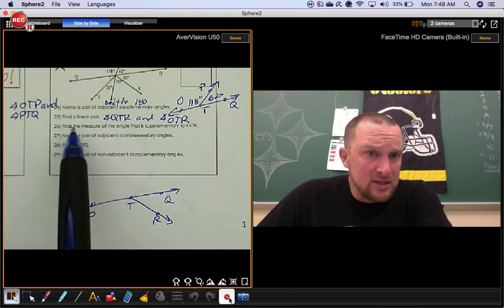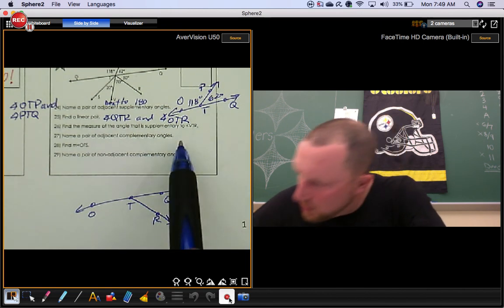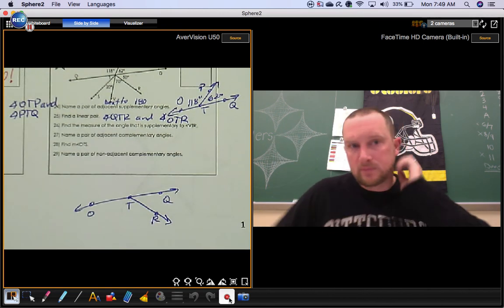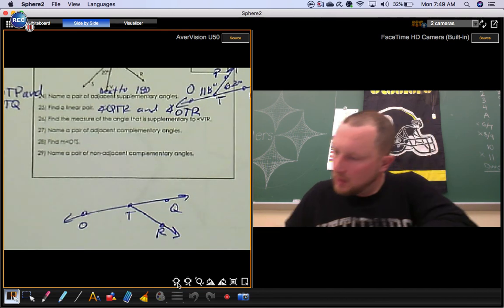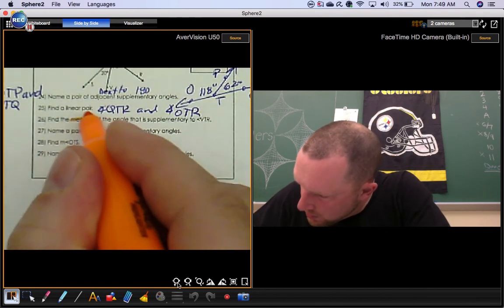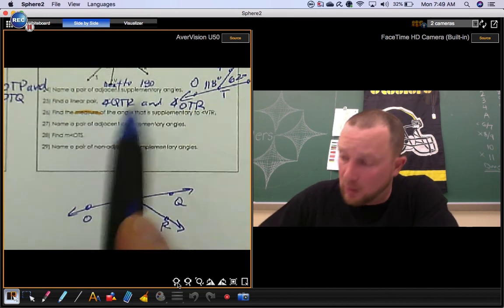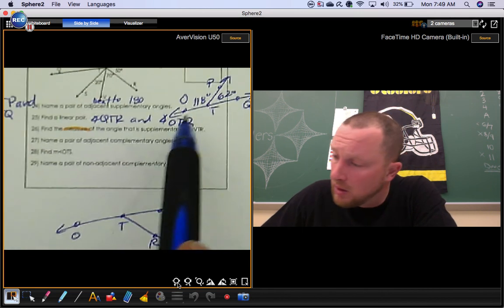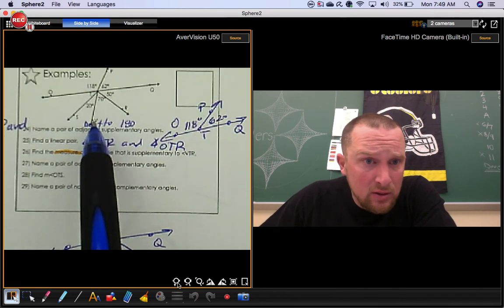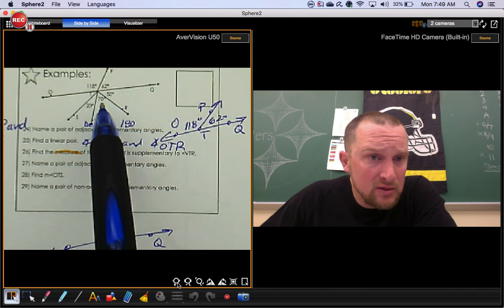Number 26, find the measure of the angle that is supplementary to angle VTR. They're asking you for a measure. So be very, very careful here. We're not naming an angle. We're not finding an angle. You're giving a number. Supplementary to angle VTR. Find angle VTR. Angle VTR is 70 degrees.